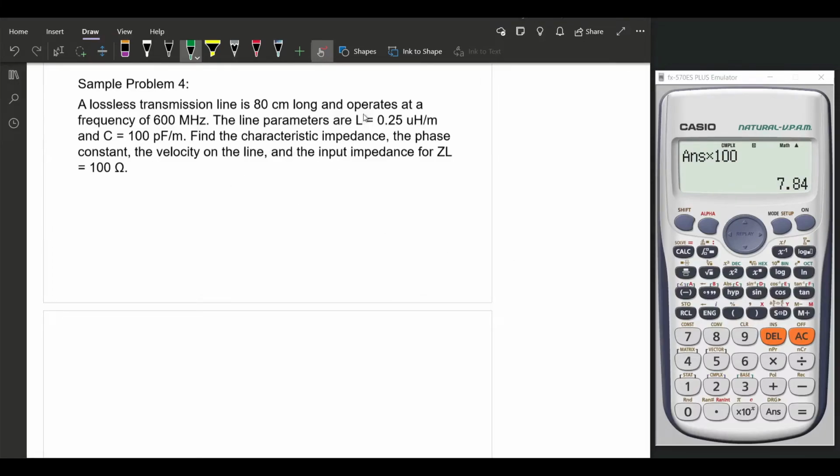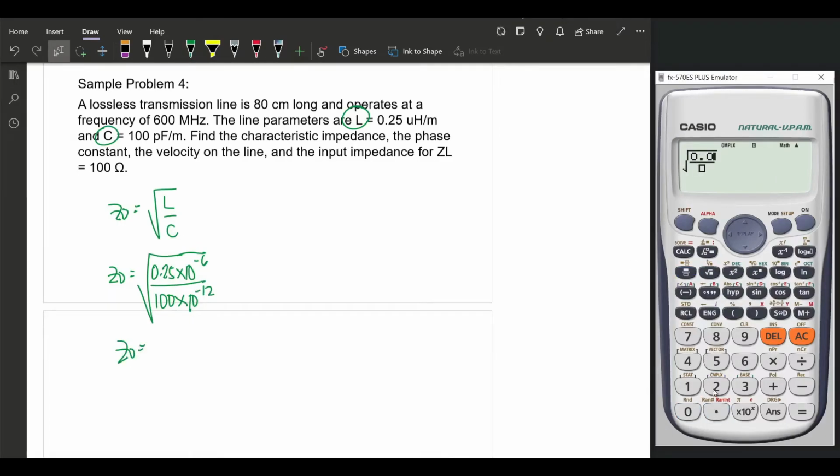So since given ka ng L, so this is the distributed parameter, so we can use this one, square root of L over C, to compute for the Z0. So what is L? 0.25 micro over 100 pico. Oh, 0.25 lang siya. So micro, and then 100 pico. So 50 ohms. So we have the Z0.